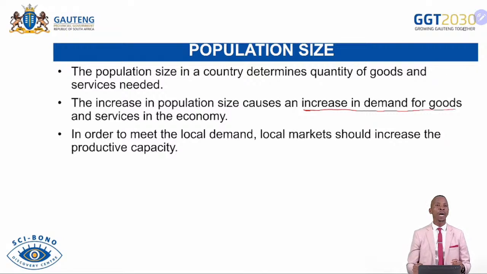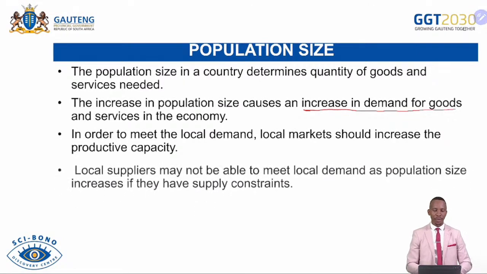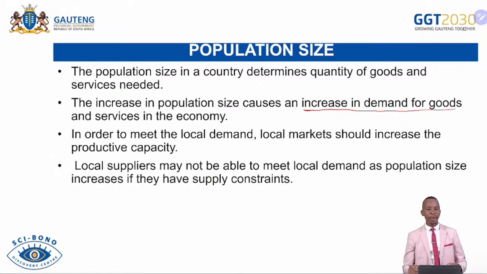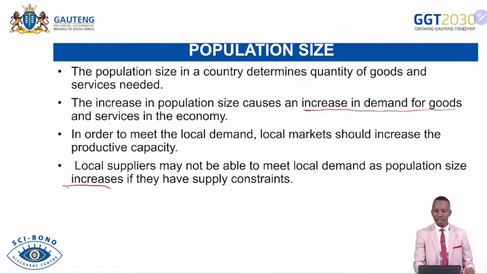Consumers cannot go without those goods and services. There will be a demand, or foreign goods and services should be demanded by consumers in order for them to satisfy their utility. So local suppliers may not be able to meet local demand as population size increases. That's a fact. That is caused by supply constraints or supply challenges.